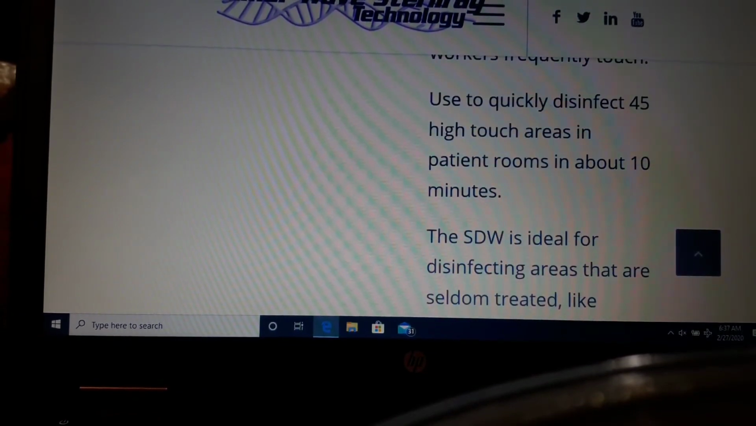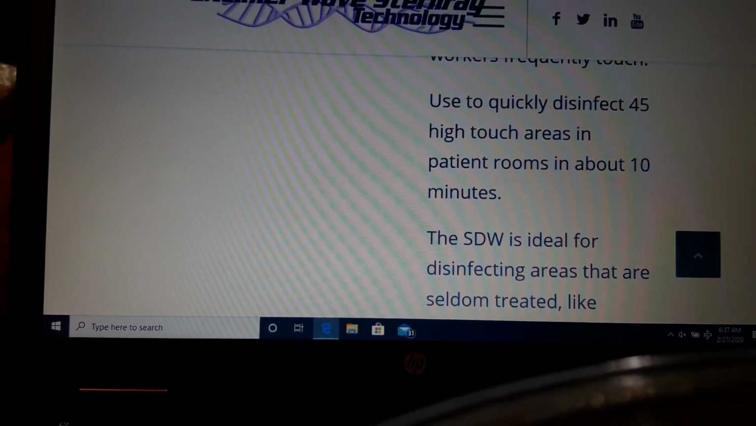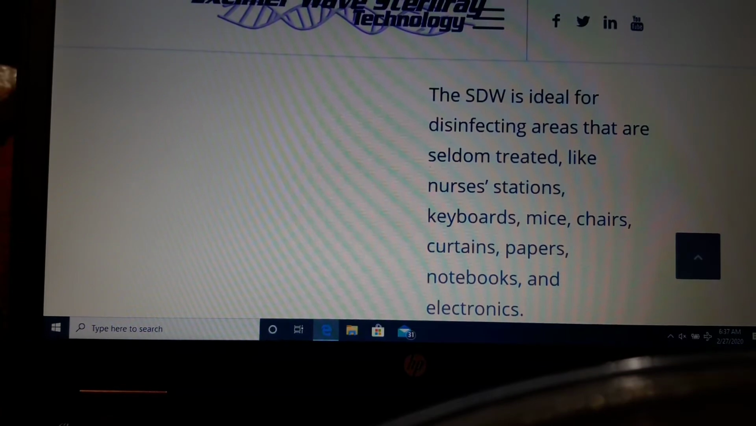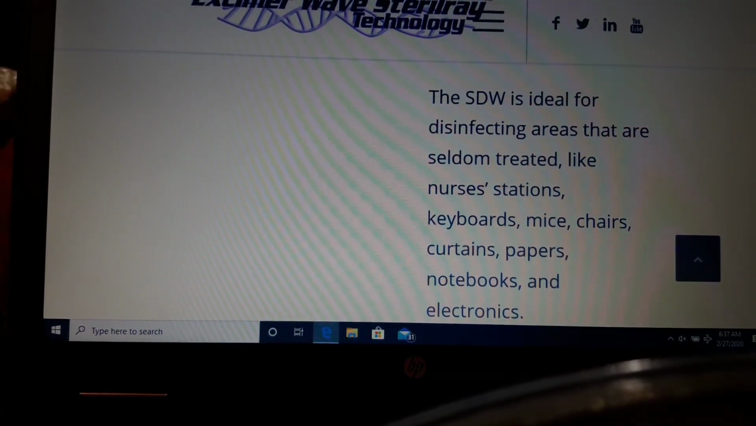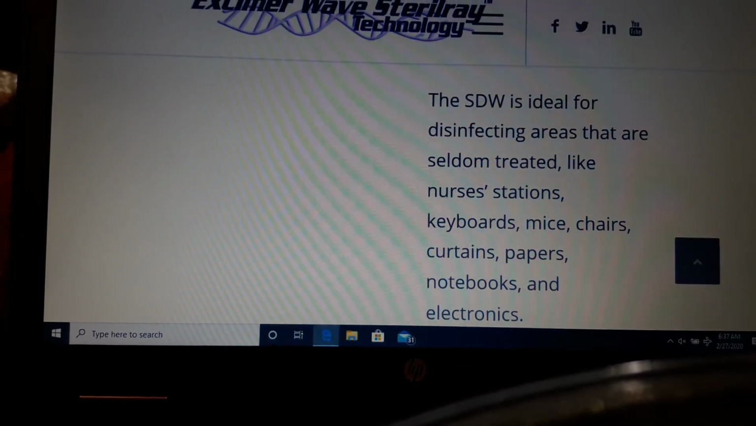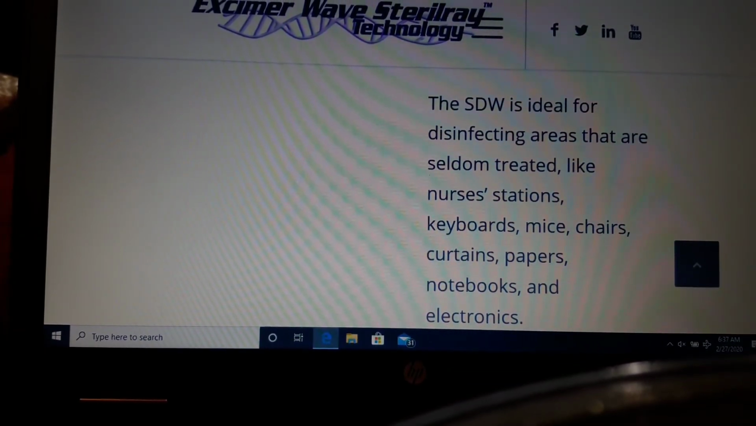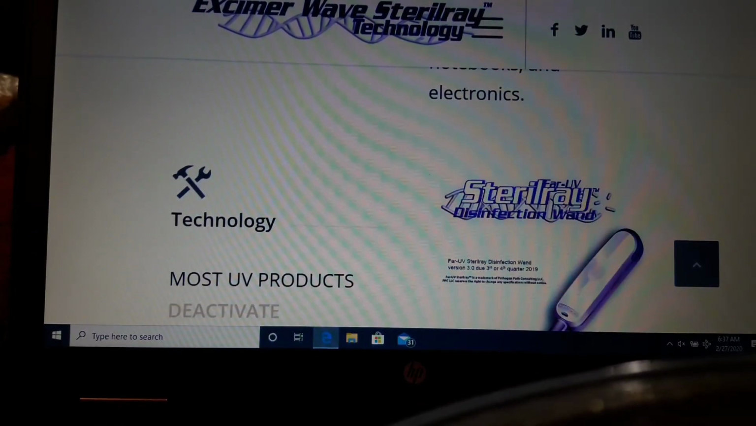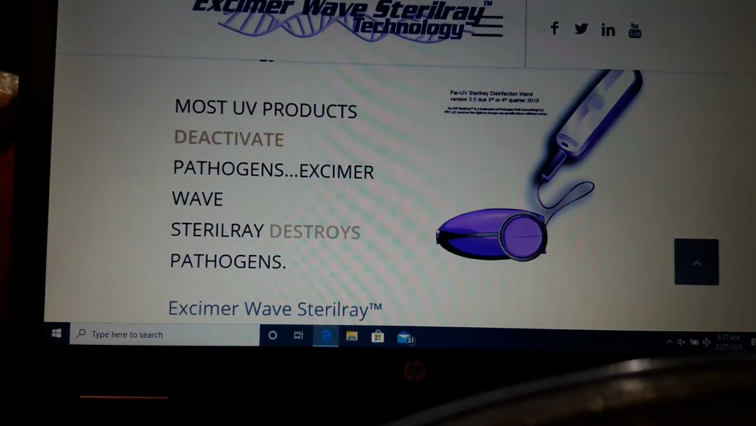Used to quickly disinfect 45 high-touch areas in patient rooms in about 10 minutes. The SDW is ideal for disinfecting areas that are seldom treated, like nurses' stations, keyboards, mouse, chairs, curtains, paper, notebooks, and electronics. So that's the little booger right there.